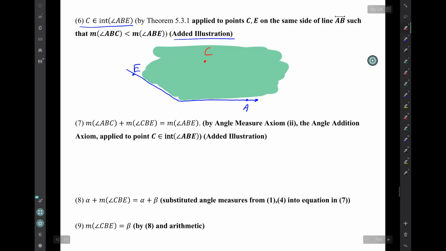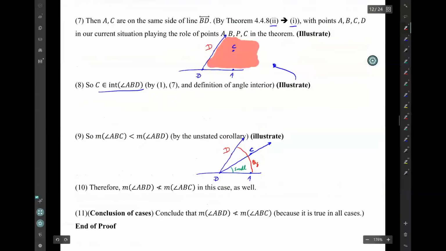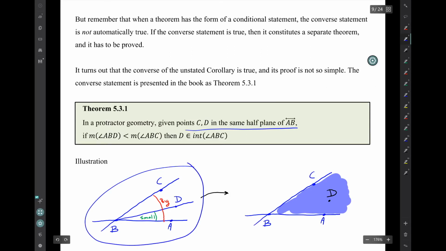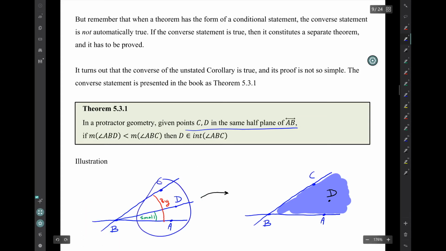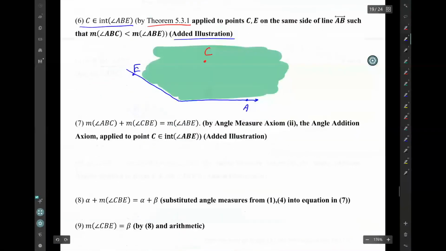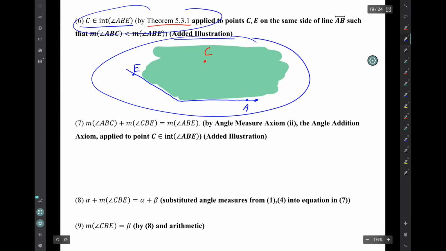Now the justification for that is by Theorem 5.3.1. Now let's go back and look at that theorem. Theorem 5.3.1 says if you have 2 points that are on the same side of a half plane and one of them makes a small angle with ray BA on the edge of the half plane and one of them makes a big angle, then we can say this about one of those points being in the interior of the other angle. So that's the justification for this statement, and here's an illustration of that statement.